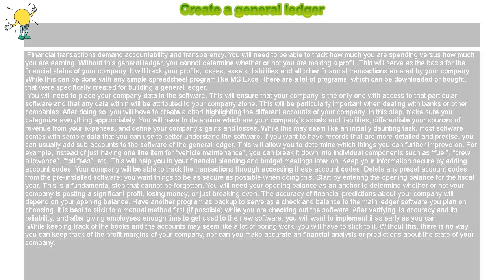For example, instead of just having one line item for vehicle maintenance, you can break it down into individual components such as fuel, crew allowance, toll fees, etc. This will help you in your financial planning and budget meetings later on.